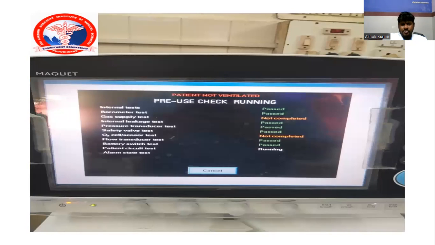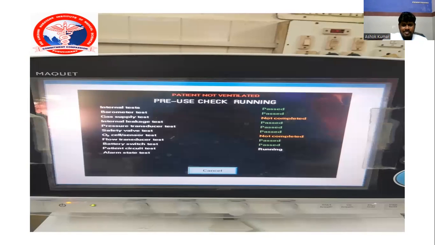Then this is the pre-use check running. First, the internal test is passed. Then barometer test is passed. Then gas supply test is not completed. For this, the necessary tests to be passed, particularly internal leakage test, pressure transducer test, safety valve test. Oxygen sensor is enough. It is a very safe feature. Otherwise, it is also okay.